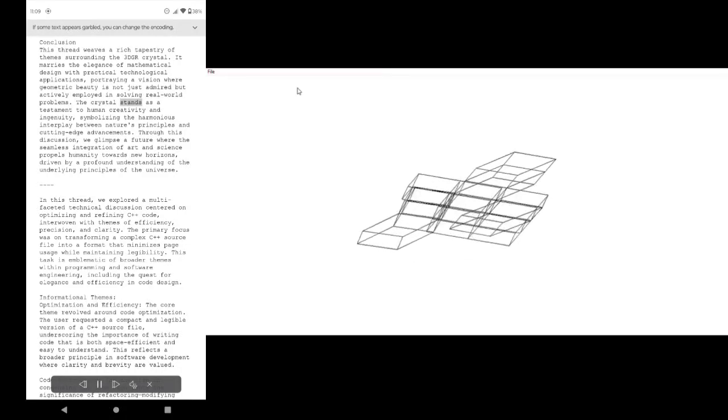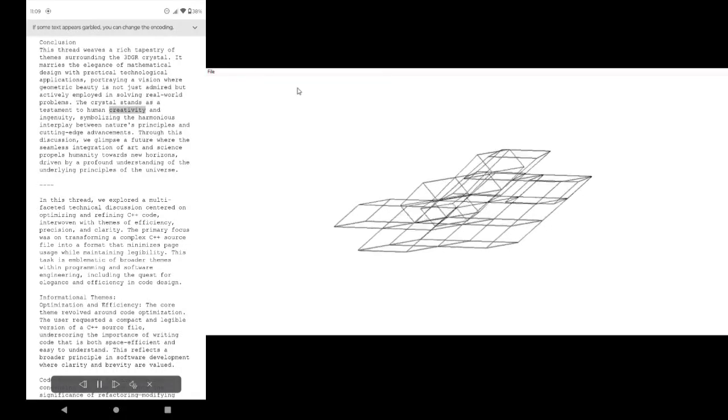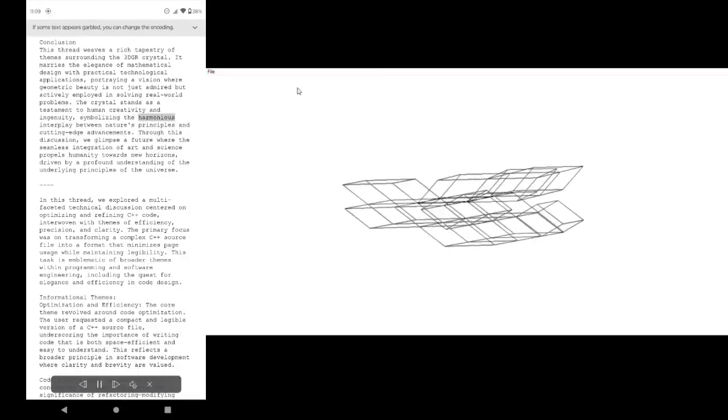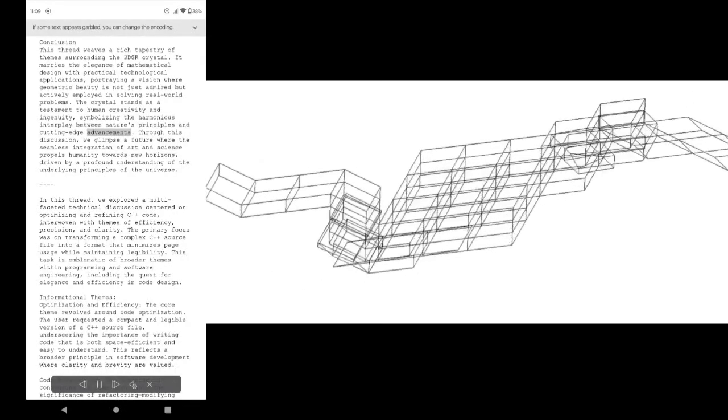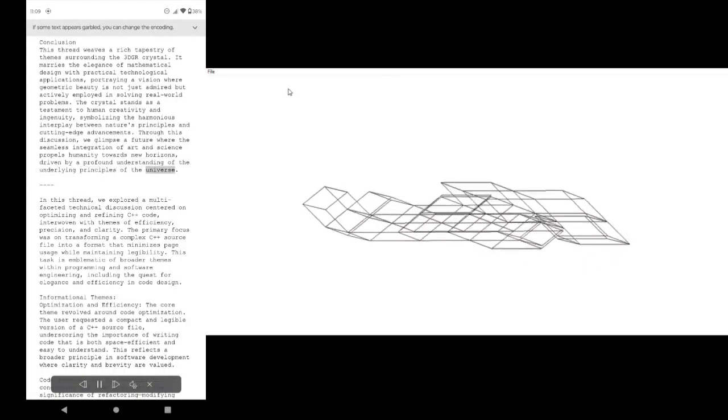The crystal stands as a testament to human creativity and ingenuity, symbolizing the harmonious interplay between nature's principles and cutting-edge advancements. Through this discussion, we glimpse a future where the seamless integration of art and science propels humanity towards new horizons, driven by a profound understanding of the underlying principles of the universe.